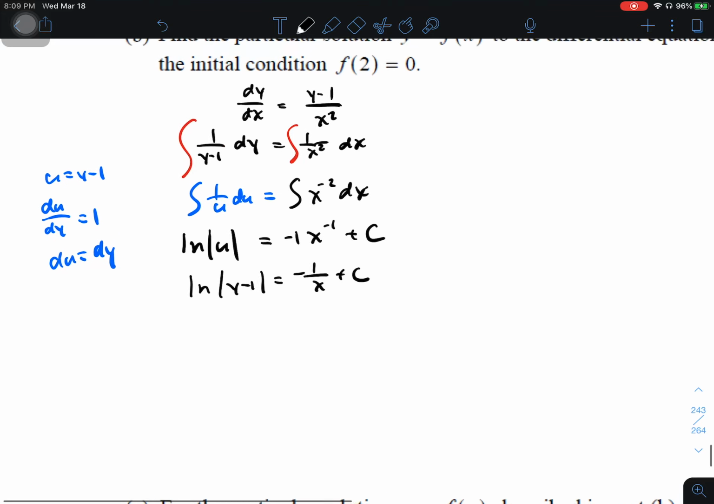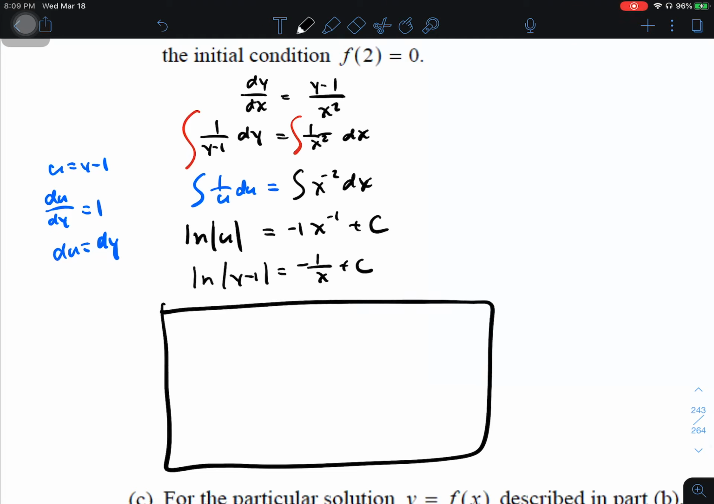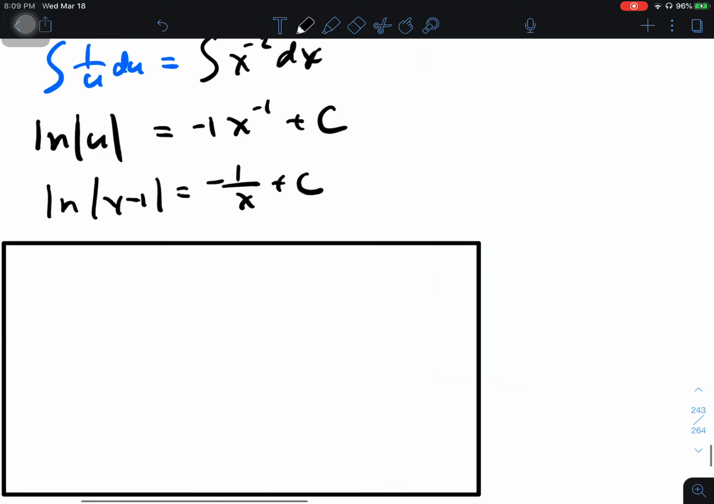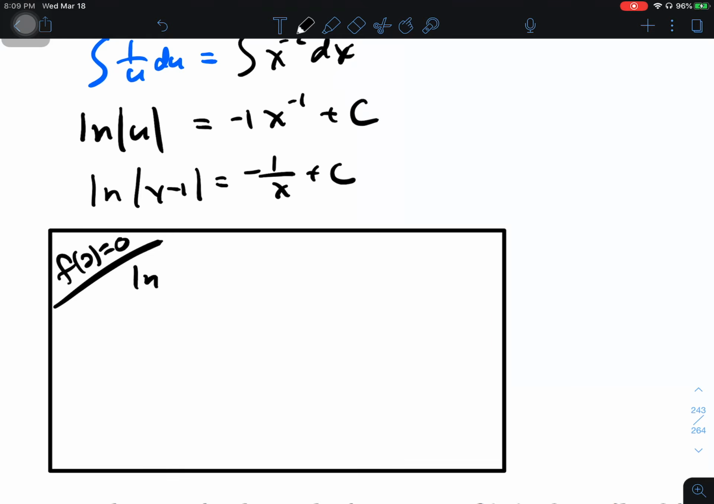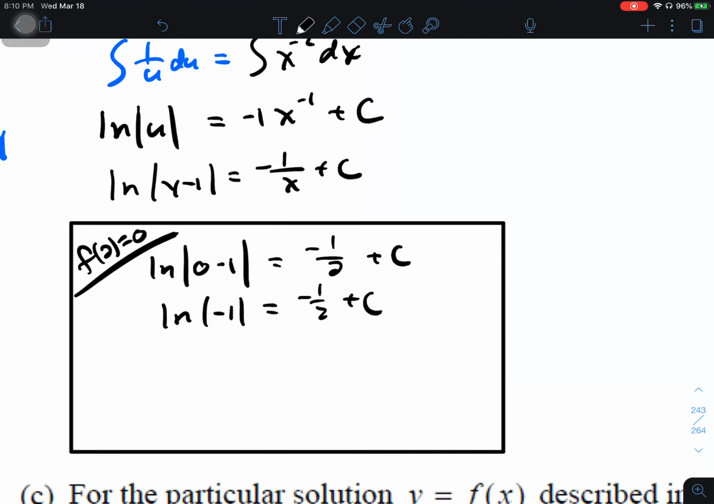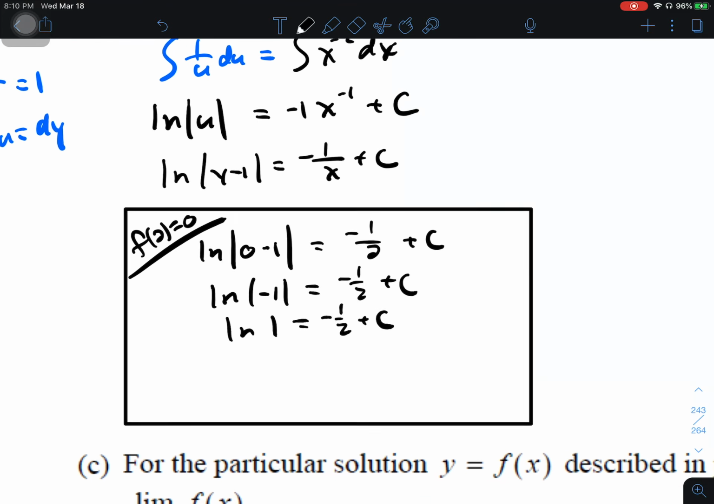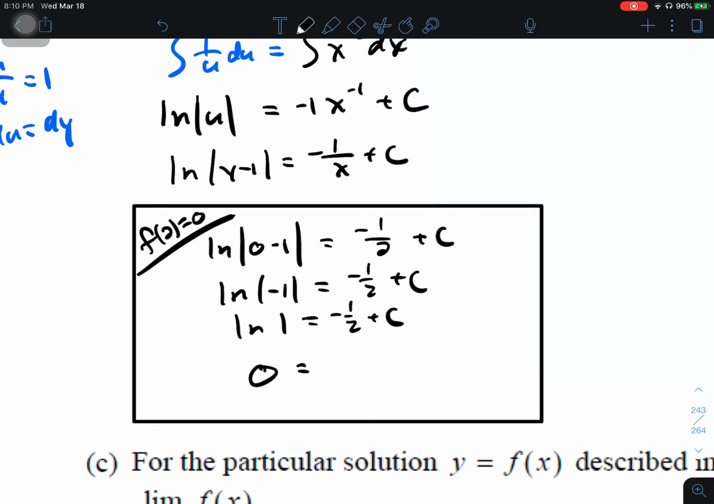Then we got this ordered pair 2, 0. So we got f of 2 equals 0. So if we put 0 in for y and 2 in for x, we're going to get natural log of the absolute value of negative 1 is negative 1/2 plus c. That's natural log of 1. Natural log of 1, just to refresh your memory, that's 0.